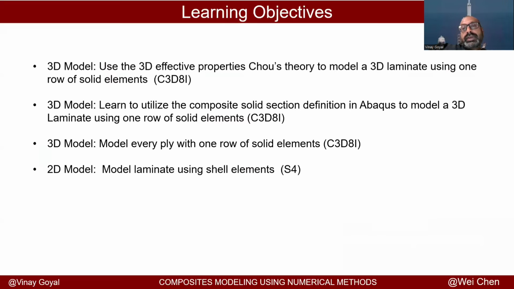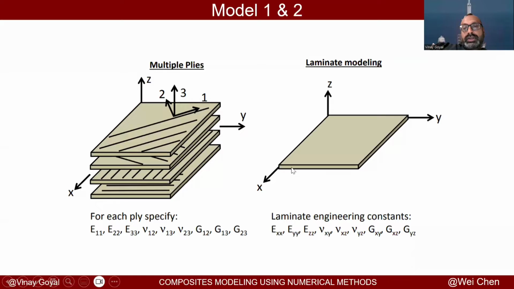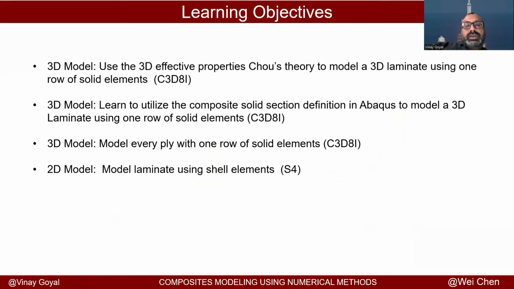Now, you will expect model 1, this model here, the effective properties with one single row, to be not as accurate as if you model every ply. And the reason is because we're only using one row of elements. And since we're modeling one row of elements, you expect a little bit stiffer behavior. A C3D8I is an incompatible bending element that allows you to improve the bending performance of the element.